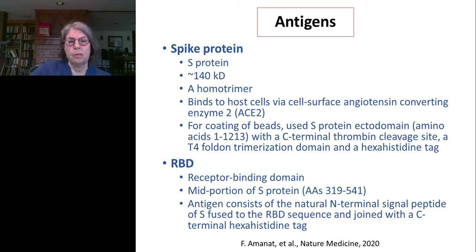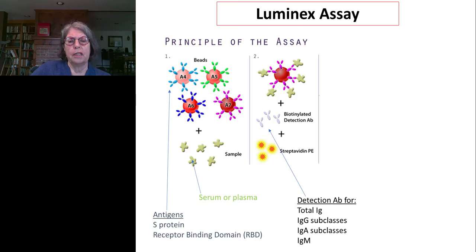Just a quick introduction and summary to the Luminex assay. The principle of the assay is that there are different bead sets here labeled A4, A5, 6, and 7. Each bead has an individual fluorochrome tag that identifies each of the different bead sets. In the assay I'm going to be talking about today, we're only using 2 bead sets, one that binds to the S protein, to the spike, and the second bead set that binds to the RBD protein.